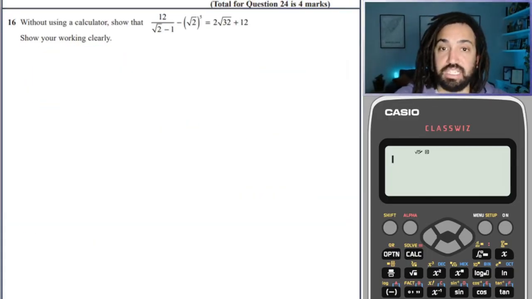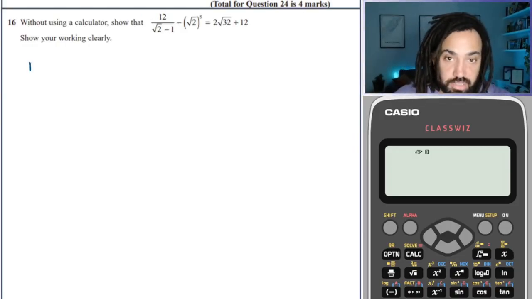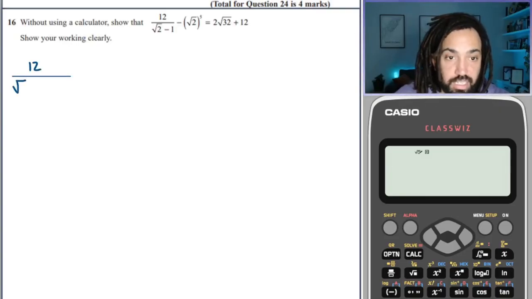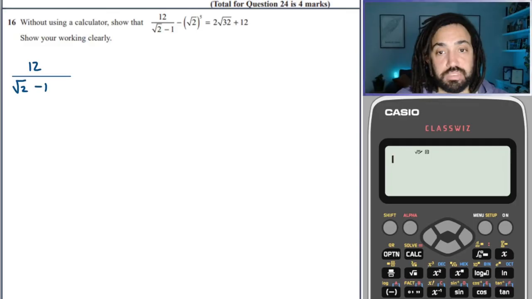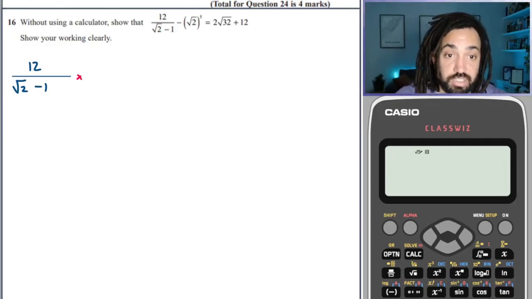Okay, question 16. It says, without a calculator, not used a calculator so far, so why would you expect I would? Show your working clearly. Okay, so we've got this. So yeah, first thing I'm going to do is rationalise this. So I'm going to multiply this top and bottom by root 2 plus 1.